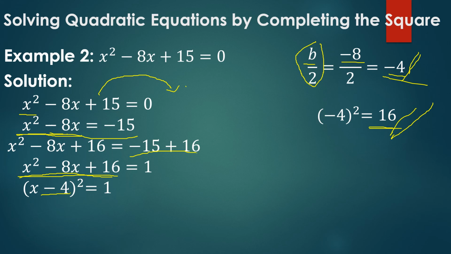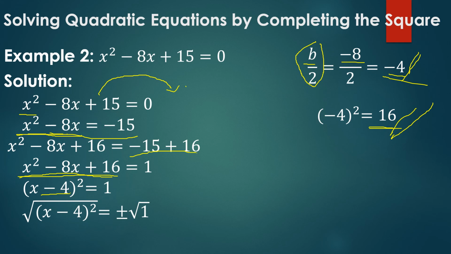Now, let us extract the square roots of this equation. That is, getting the square root of both sides of the equation, we have square root of x minus 4 quantity square is equal to the positive and negative square root of 1.